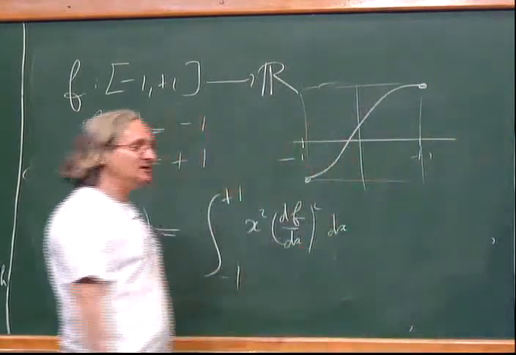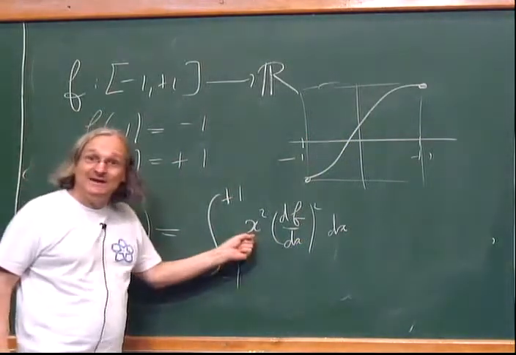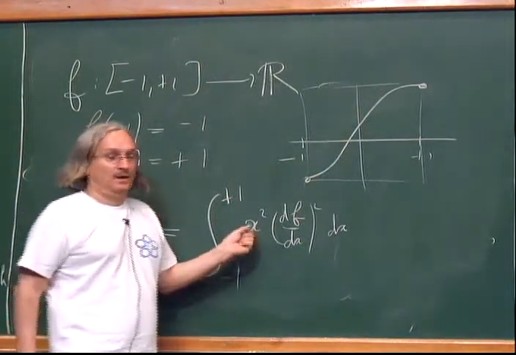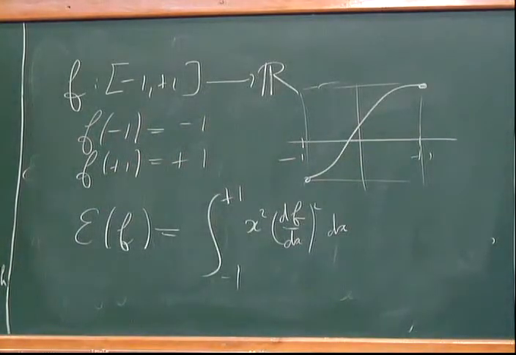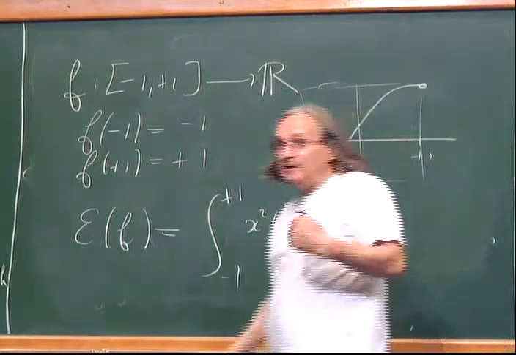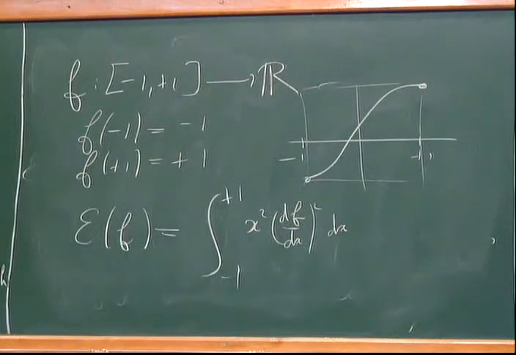So you do the computation, and this has been done on purpose, so that when you do the computation, this x squared is winning the game. And you compute, and you get this goes to 0. So indeed, you can find functions for which this energy is as small as you want. So the minimum is 0.